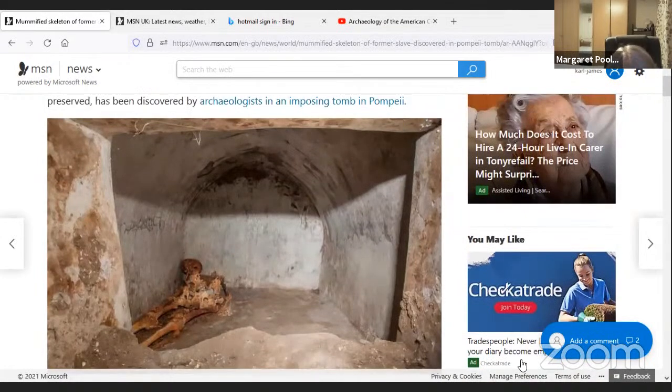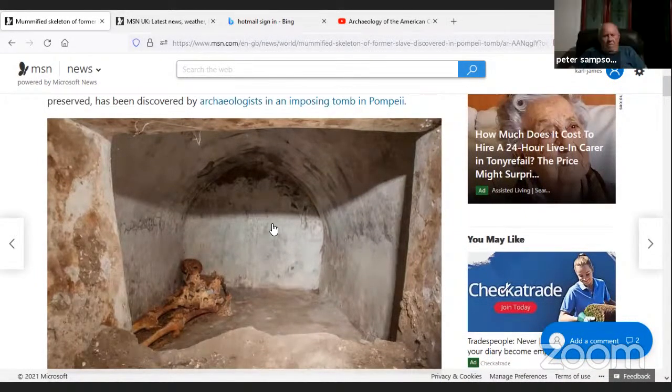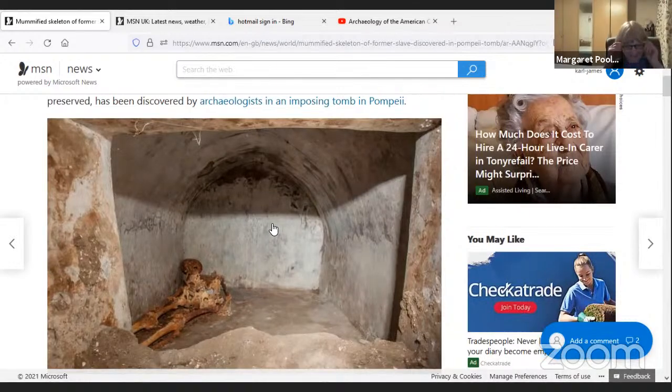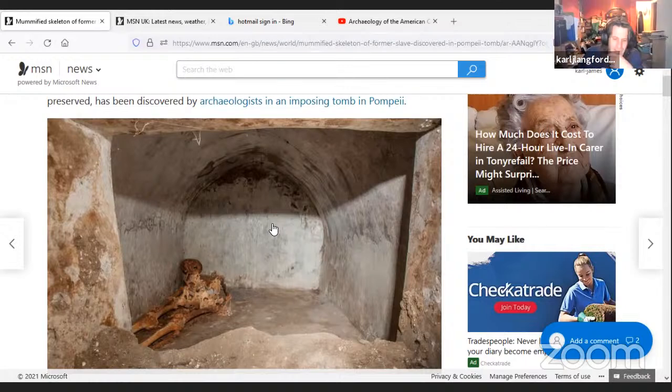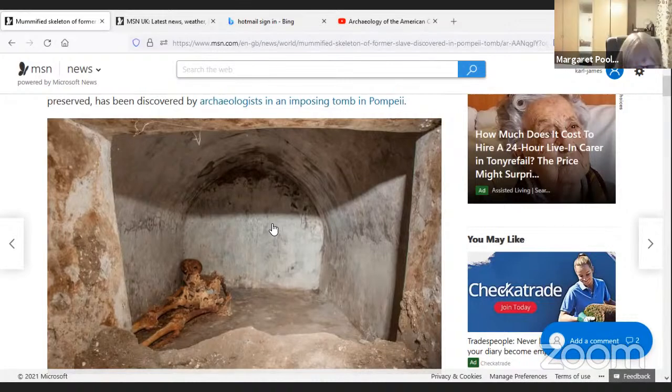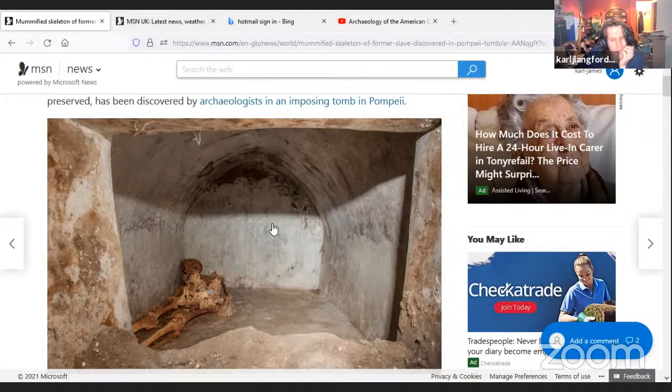It's got very chunky knees. A bit like Pete. And note that they're almost resting up against the back of the chamber as well. Yeah. It looks very empty. Do you know what I mean?